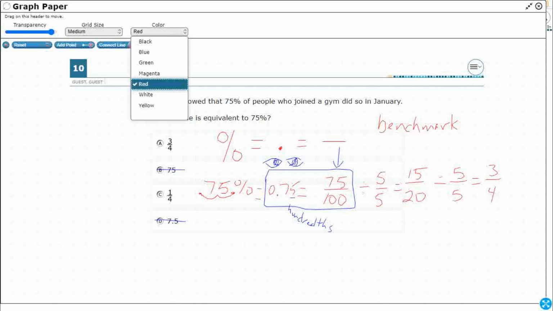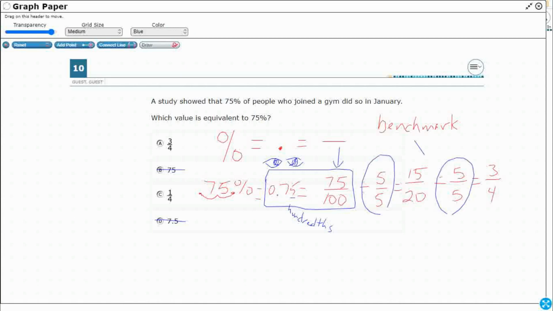And in case you're wondering, the most efficient way was to divide both of those by 25. If you do 75 over 100, and you find an equivalent fraction by dividing by 25 over 25, you get straight into the 3/4. And that is our answer, A.